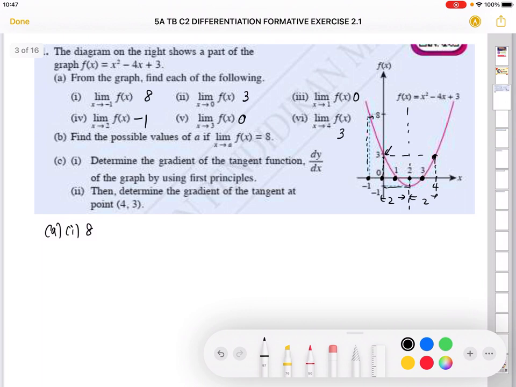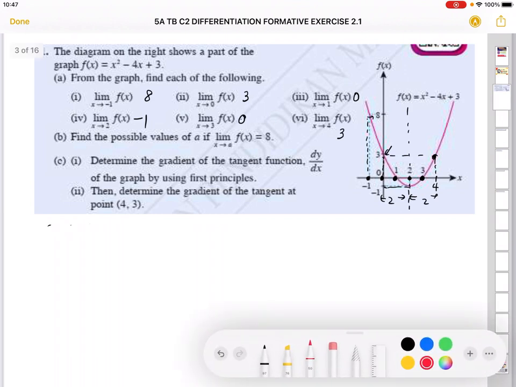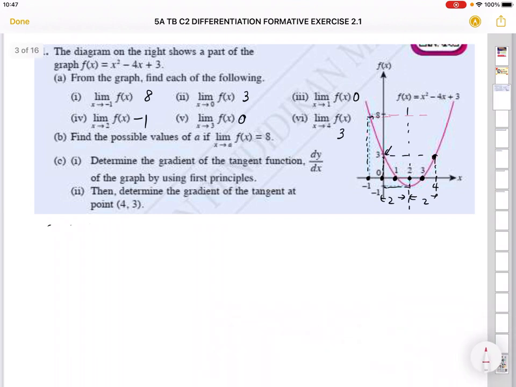Okay, next, let's find out the possible value of a given that the limit of x approaching a for f(x) is 8. Now you can see from the graph when your y value is 8, maybe I highlight from here, you can see your x value is -1. So you just have to move this over and read from here. Now again, because of the symmetrical nature of your graph, you can count the number of boxes from the axis of symmetry. This is 3 units, so this is also 3. So 2 plus 3 will give us 5.